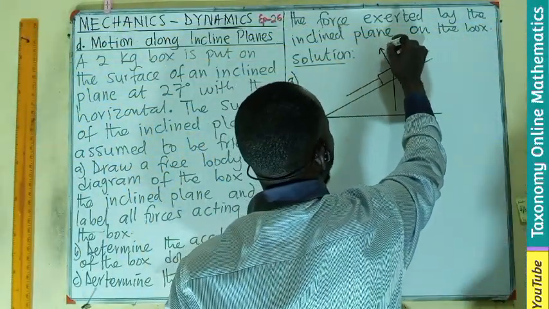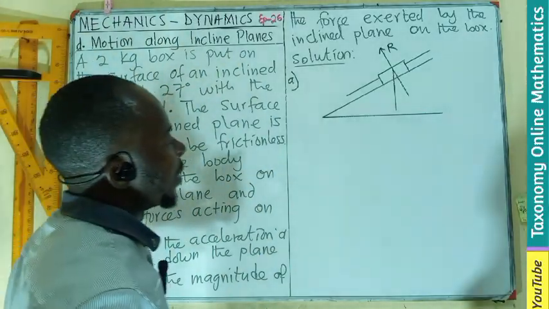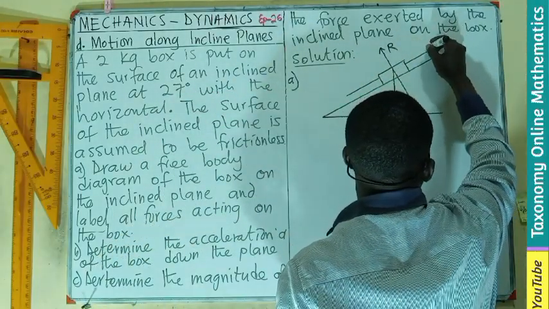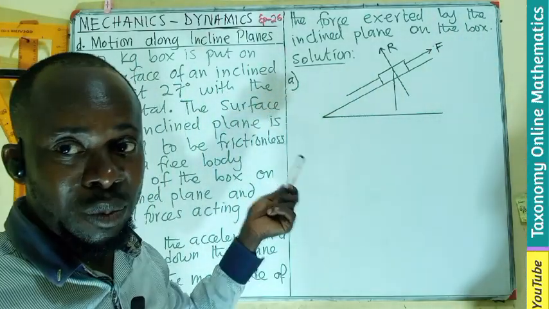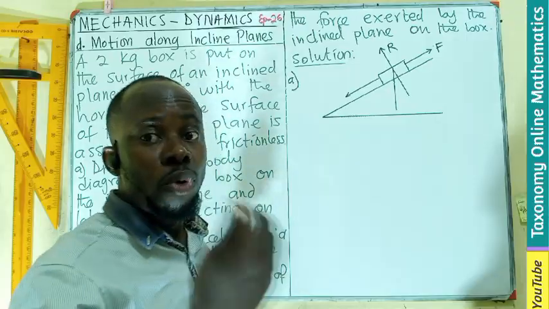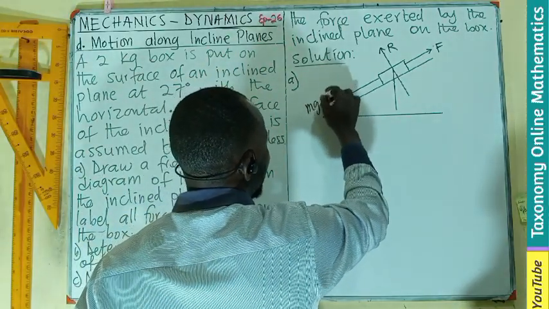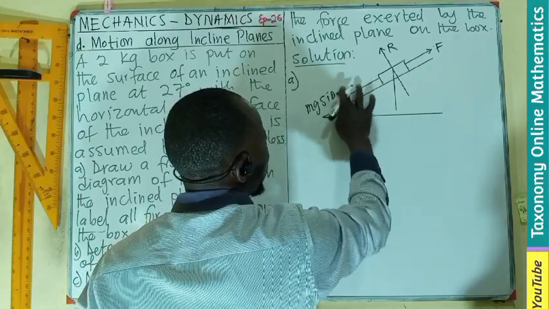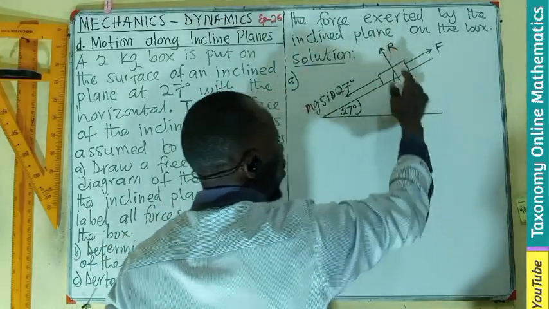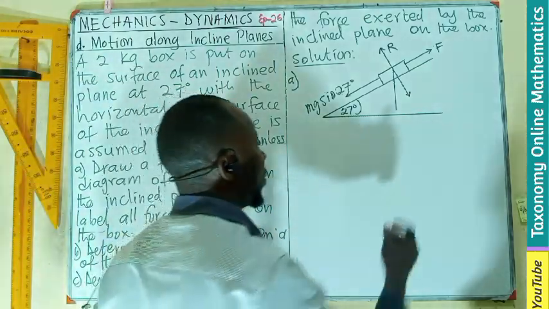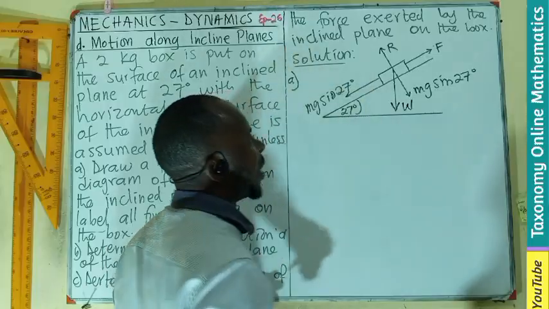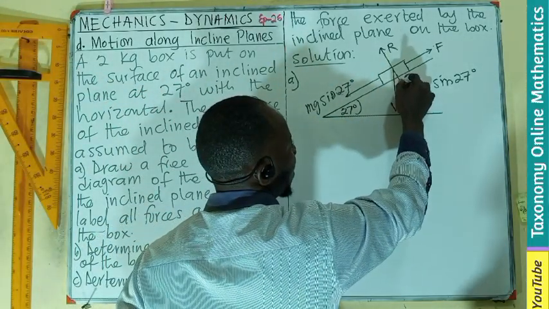So there's going to be a normal reaction moving upward. Then if the body is moving down, there could be a force upward in this direction, which is friction, which is going to be negligible in this case. Then this is the force which is actually pulling the object downward, which is mg sine theta, and that theta is 27 degrees. Then the normal reaction is the opposite of the weight of the body. We can also say this is 27 degrees as an angle.